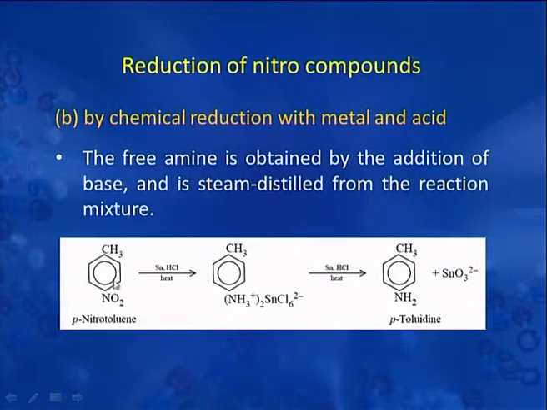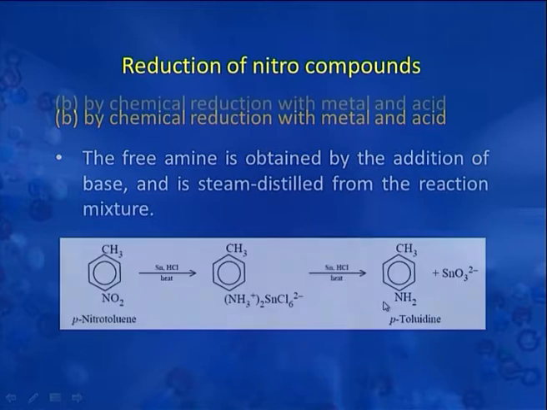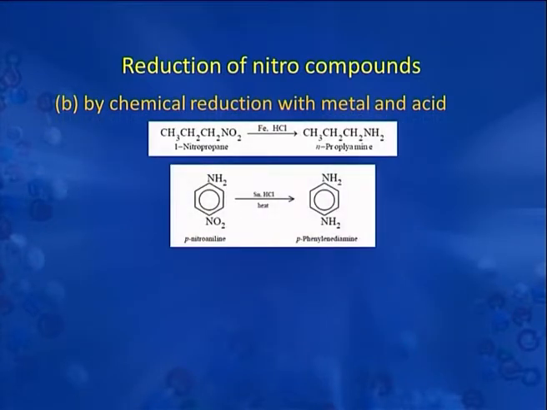You can see here this is nitrotoluene, para-nitrotoluene. Upon treatment with tin and HCl, it forms the salt, which upon treatment with base generates the free amine. Now this free amine is steam distilled from the reaction mixture. We have a few more examples here. This is 1-nitropropane, which is reduced to propanamine, and this is para-nitroaniline, which upon reduction forms para-phenylenediamine.